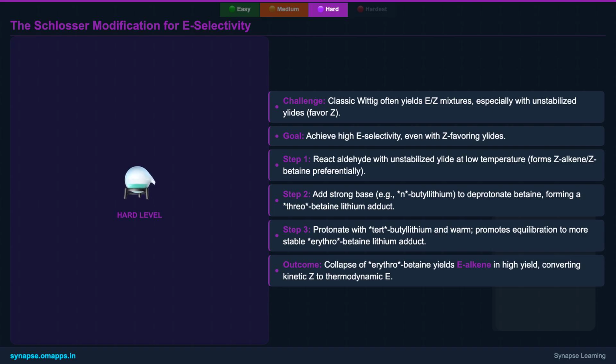The process involves treating the initial betaine or oxaphosphetane intermediate, formed from an aldehyde and an unstabilized ylide, with a strong base like n-butyllithium.